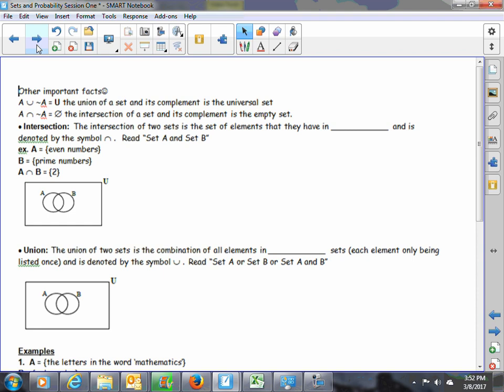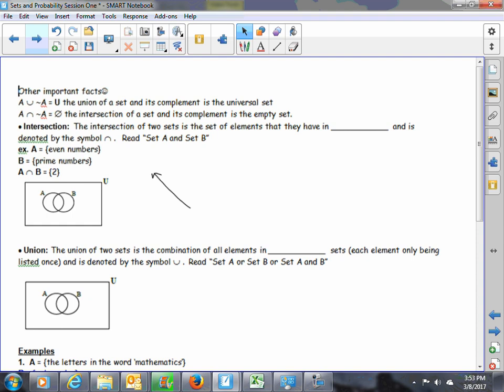Now, the union of two sets. Notice the symbol. Notice that the union symbol is a U, and the other set operation is intersection. And notice intersection is the symbol that looks like the union symbol, but it's upside down. So we think of that as the intersection.